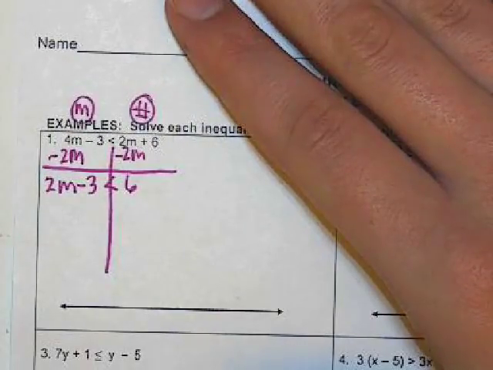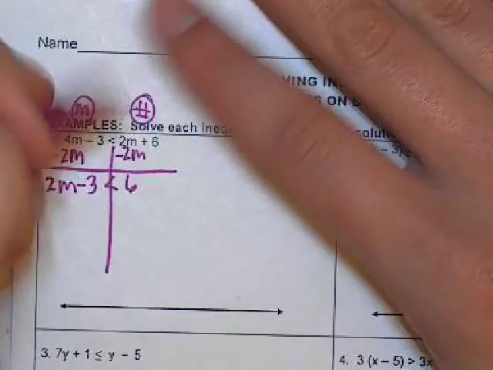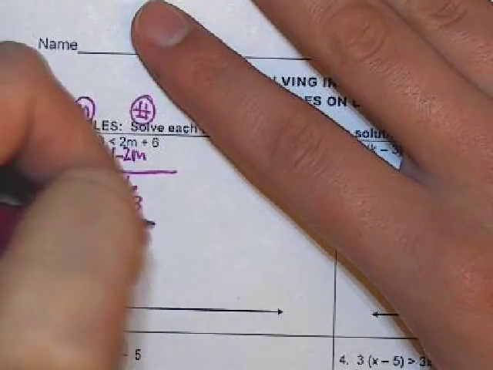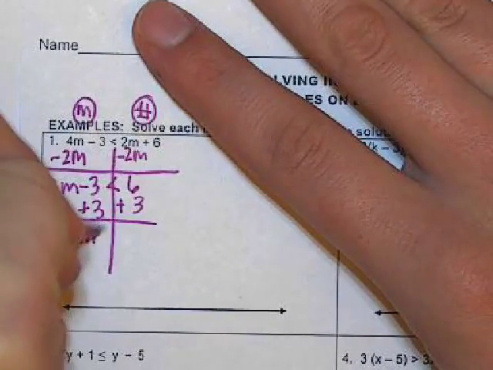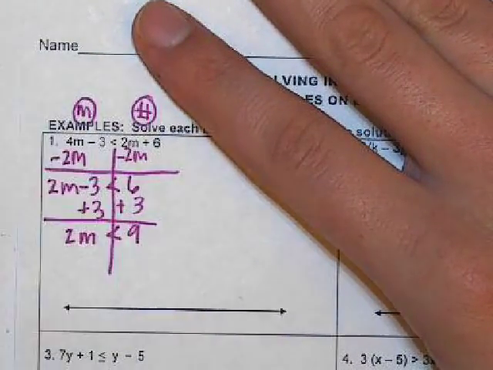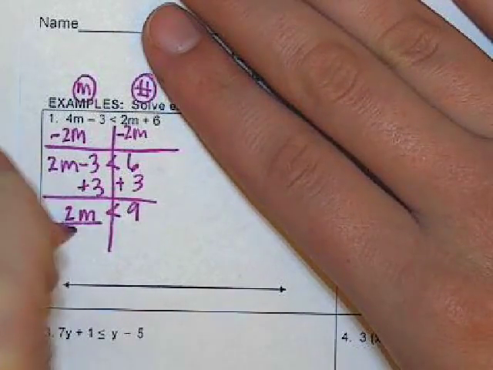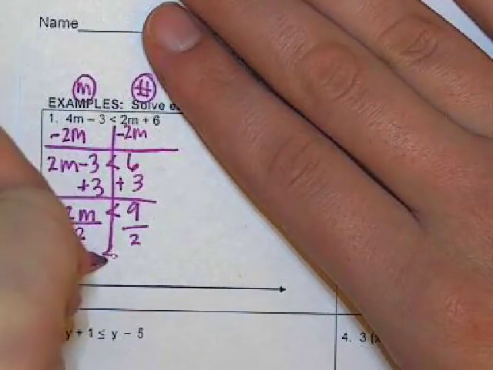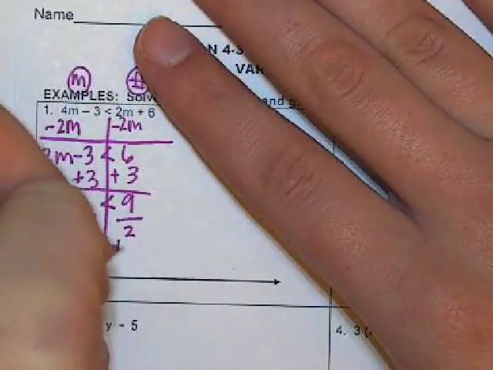So from here down, this is what you've been doing. What do I move now? The 3. So I'm going to plus 3. Do the opposite. 2m less than 9. Now what? Divide by 2. So m less than what? 9 divided by 2 is what? 4.5.